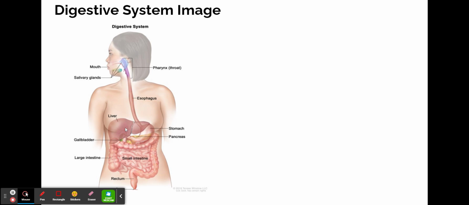The liver, meanwhile, is the largest gland in the body, producing bile, which helps break down fats. It also detoxifies harmful substances and stores essential nutrients. The gallbladder stores and releases bile from the body and into the small intestine when needed. The pancreas produces digestive enzymes and hormones such as insulin and glucagon, which, if you know anything about diabetes, are the two things that help maintain your blood sugar levels.